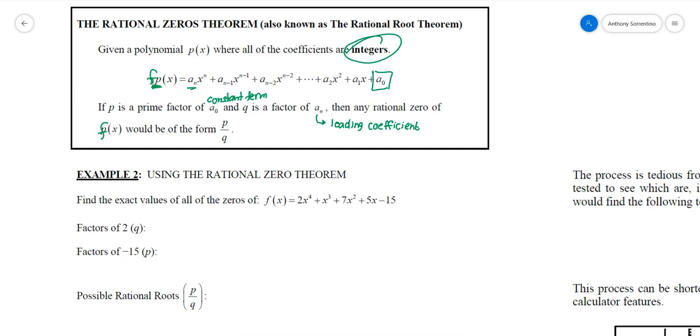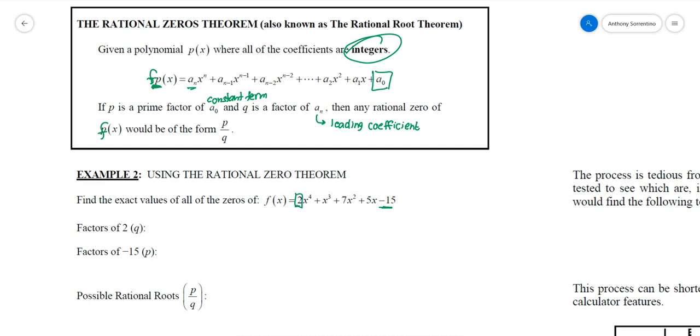Here's how it works. I'm looking at the leading coefficient and the constant term. One thing I definitely want to do if I'm going to be using the rational zero theorem in any shape, form, or manner, usually if I'm looking to find zeros or graph the function, is to have it in standard form anyway. The q values are the prime factors of the leading coefficient.